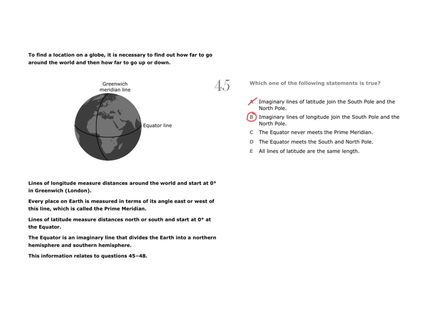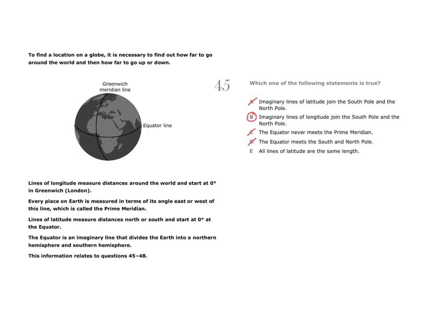C says the equator never meets the prime meridian. But as you can see, this is the prime meridian, and here is the equator, and here is the point where they meet, so C is not true. D says the equator meets the South and North Pole. The South Pole is here, the North Pole is here, the equator is here. They will never meet, and therefore D is incorrect.